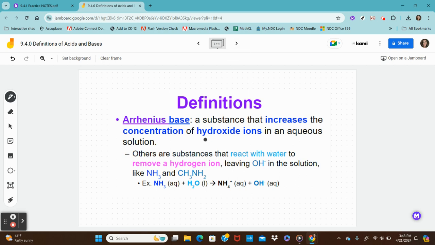Here's one other note about Arrhenius bases: some bases will react with water to remove a hydrogen ion, leaving OH in the solution. This is a really common weak base called ammonia, NH3. You'll notice it doesn't have OH here. What happens is when it reacts with water, it takes that H from the water to become ammonium, and then hydroxide is left over.